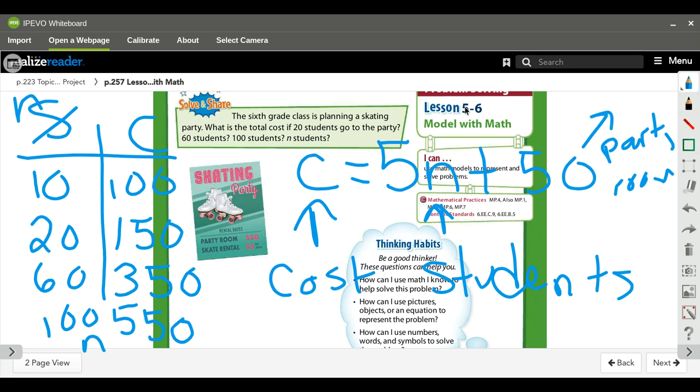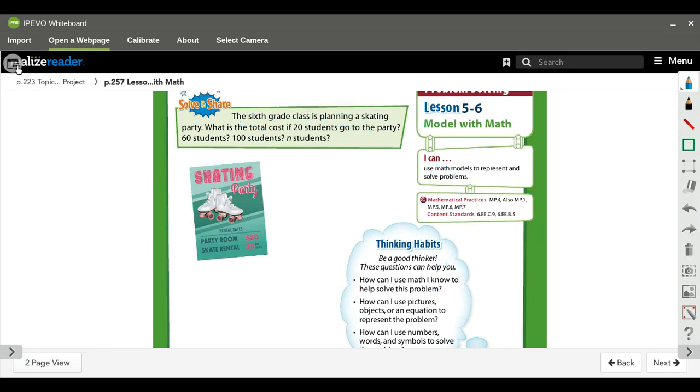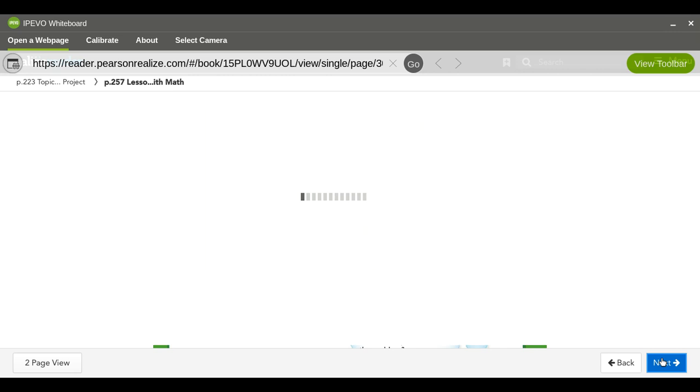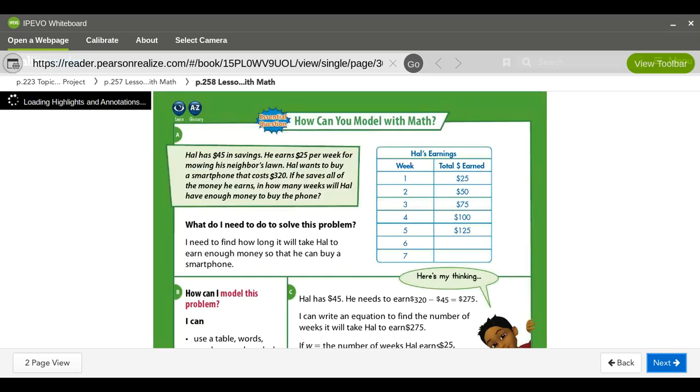So this is how I modeled my thinking with math. I represented cost, I represented the students, the cost of the party room, and then this one is going to be my skate rental as well. Okay, so let's go ahead and move into your next page. And so if we take a look at the next page, again, looking to see what they give us.